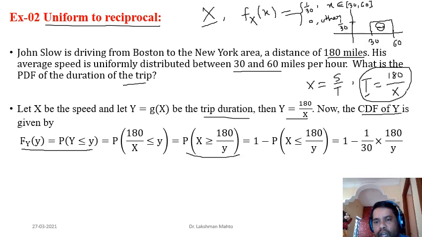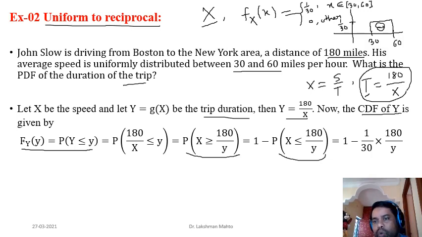And what is this? It is the probability of the tail. You can express this probability of tail as 1 minus the probability that x is taking value up to 180 by y. What is this one? This one is the CDF of x. So again I would like to comment that x is uniformly distributed. So from here you can easily derive it, you can write it this way: 1 minus 1 by 30 times (180 by y minus 30). So this would be the CDF of y. Okay, you got the explicit form.